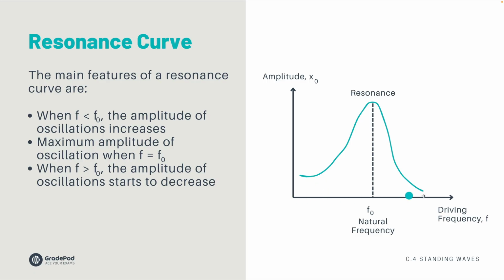And what we're looking at now is a resonance curve. You can see on the x-axis we have the driving frequency, and this dotted line here shows the natural frequency of any system, and the y-axis shows the amplitude of oscillation.